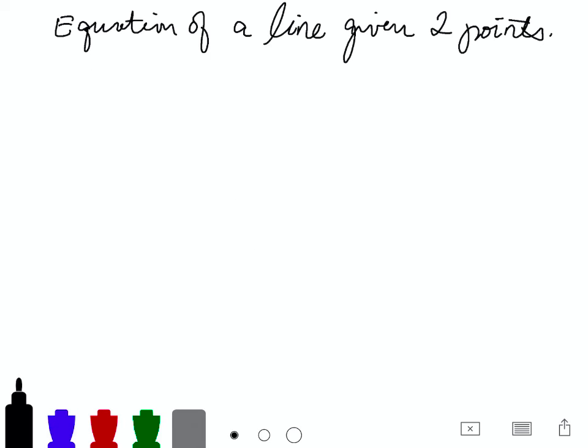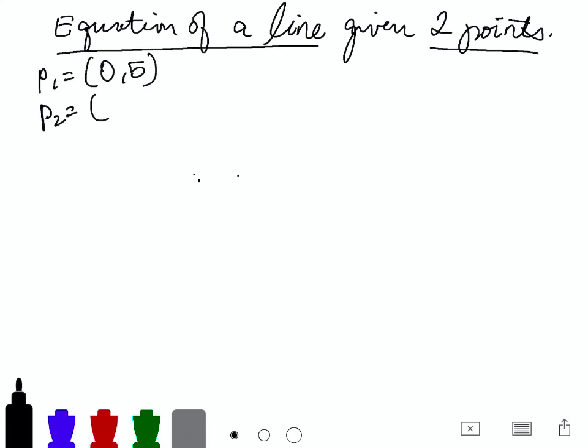Instead of being given a line, we instead have 2 points, and we need to find the equation of the line. So let's take an example. Let point 1 be 0, 5, and point 2 equal negative 1, negative 1. And I'm just making up these points. What is the line that goes through these 2 points?